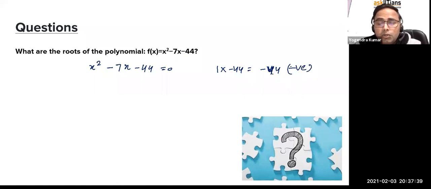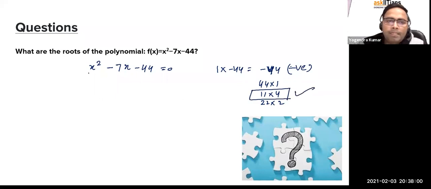So now we need to look for the factors of 44. So 44 into 1, 11 into 4, what else? 22 into 2, right? These all are there. So which one should I choose? The difference of two factors which can give me 7. So that is this, right? Let's choose those. So x square minus 11x plus 4x. Difference, right? I hope you are getting 7, which is 11 minus 4. But this minus sign is there in front, so that's why minus here and plus here, it changes. I hope you got it, right?